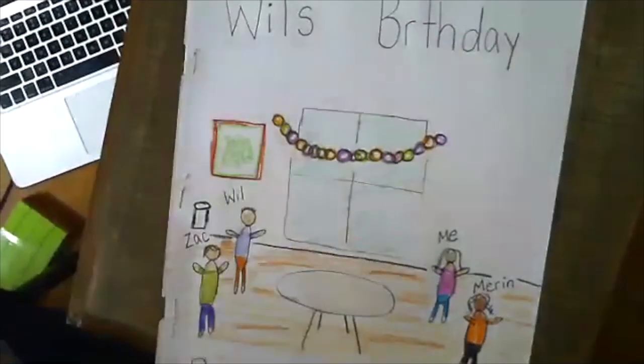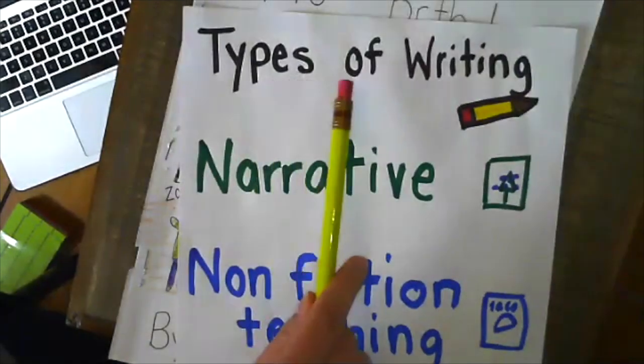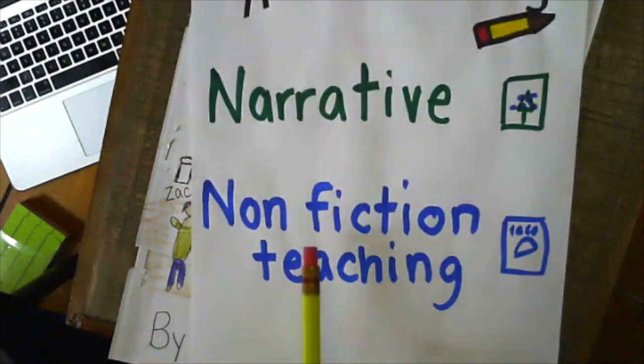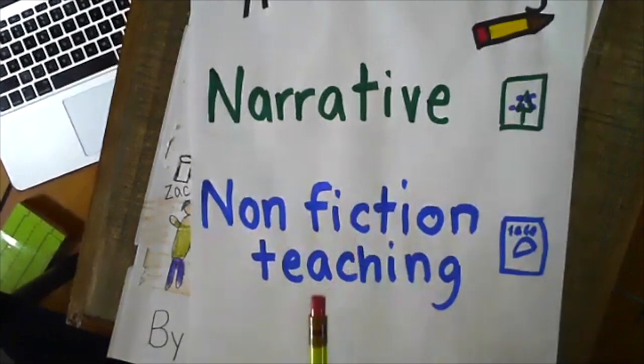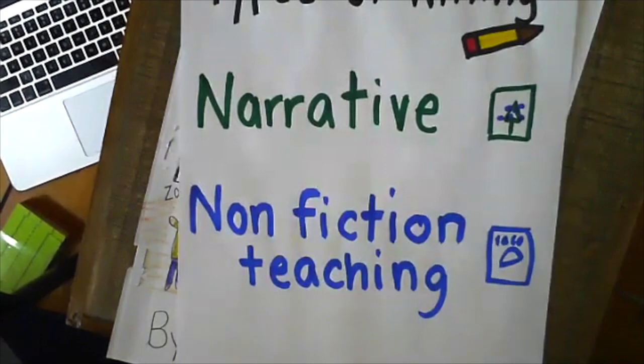Today we're going to be working a little bit more on our narratives. Remember, a narrative is one of the kinds of writing we did. This says types of writing. This says narrative. That's when we write a true story about our lives. What happened first, middle, and end. And this one here says nonfiction teaching. That's like the taco book that I wrote. That's when you teach a reader about a topic. But we're not working on that right now. We're working on our narratives.